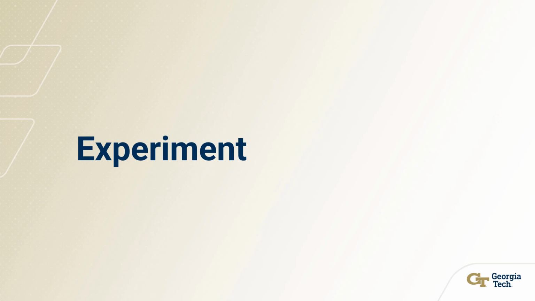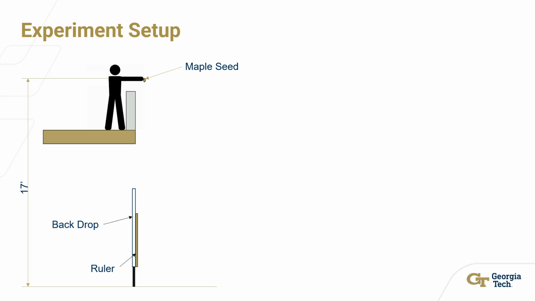Next, we'll go over our experiment setup. For the experiment, we are dropping the maple seeds from a height of 17 feet to ensure we achieve the steady state phase of the fall. The seed will drop down past a white backdrop with a ruler used for reference during video post-processing.